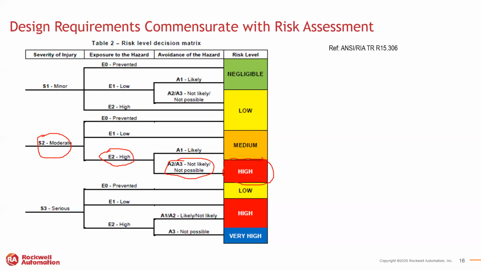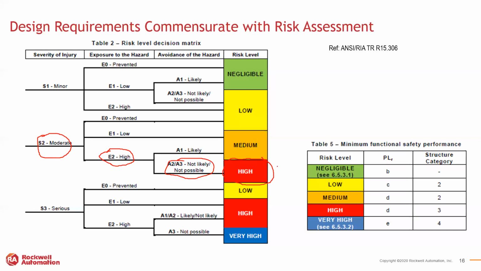And this technical report also maps that risk level to a design requirement. So if we said from our risk assessment, we've got a high risk level, it says we should design to performance level D, category 3. So it gives us a nice guide. It takes some of, maybe a little bit of the subjectivity away and tells us how we can go about it.